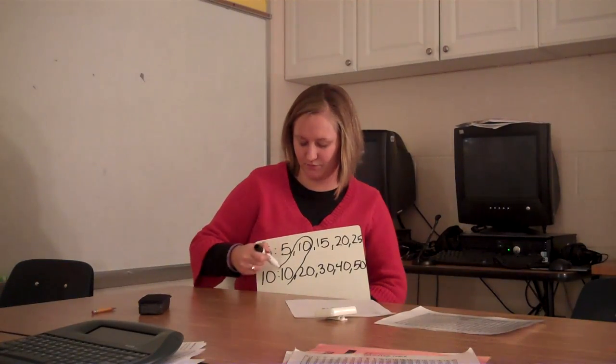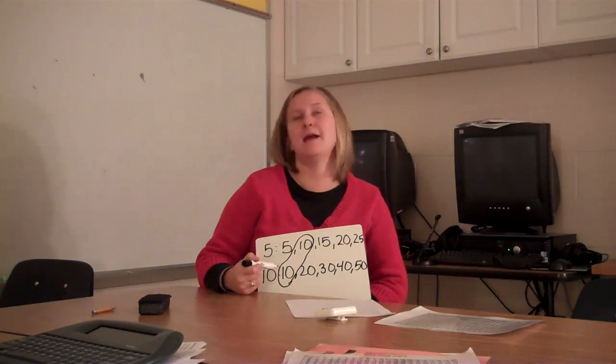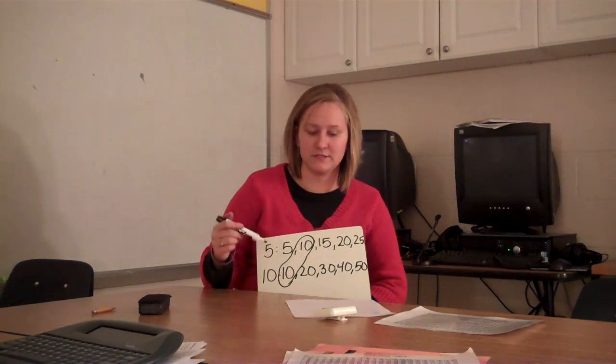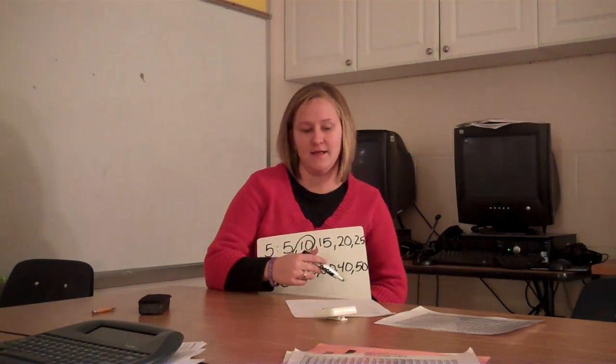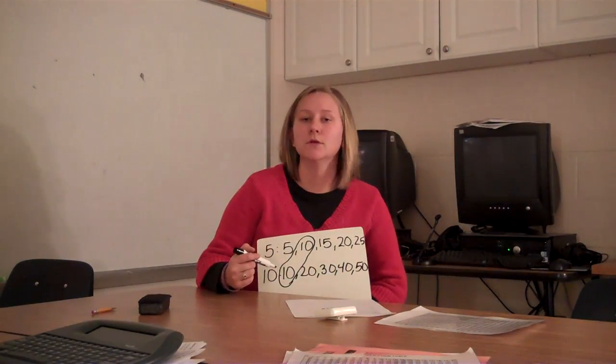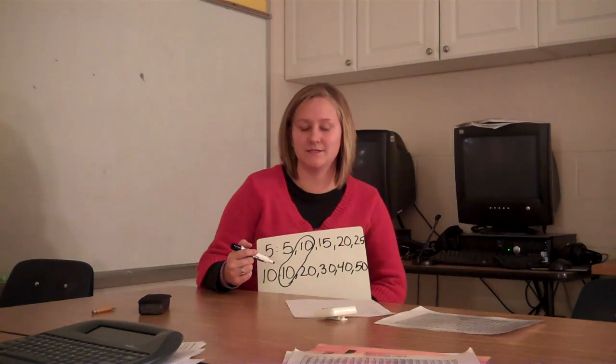The least common multiple for 10 and 5 is 10. It's the smallest number that they both have in common. Okay, so what you're going to do is list out until 10, and then you circle the 10 because that's the least common multiple.